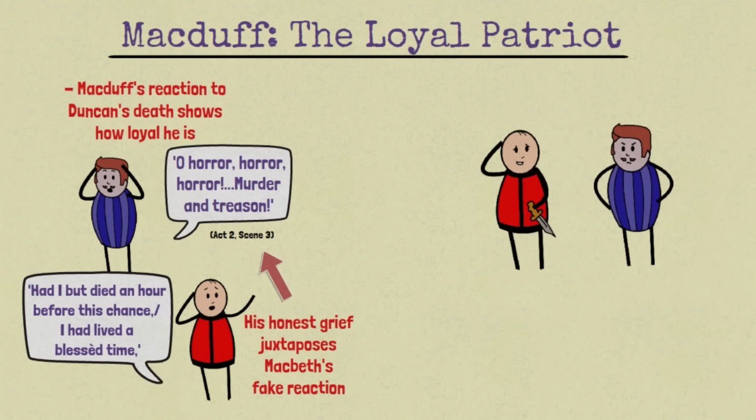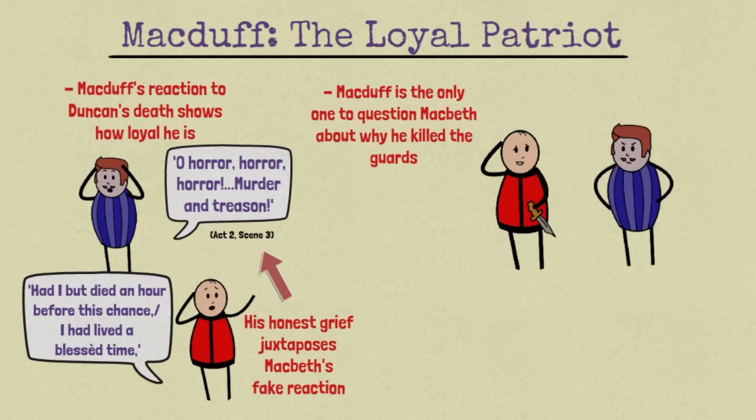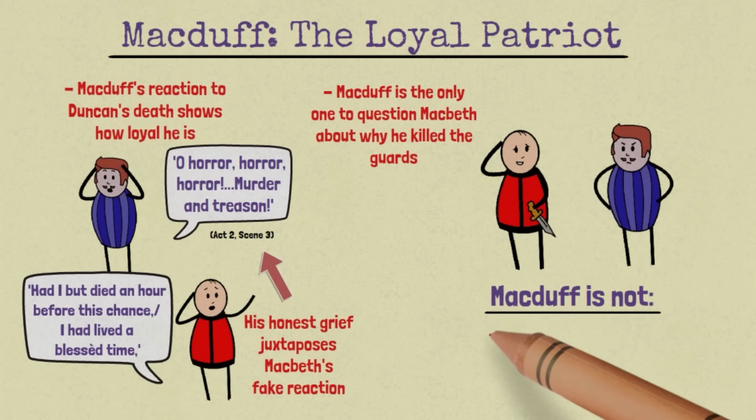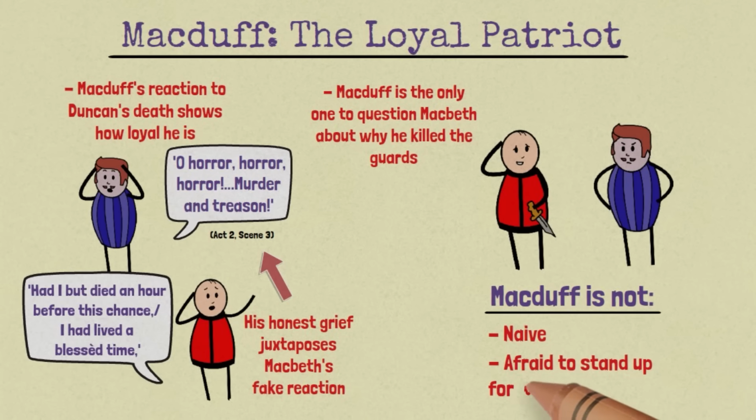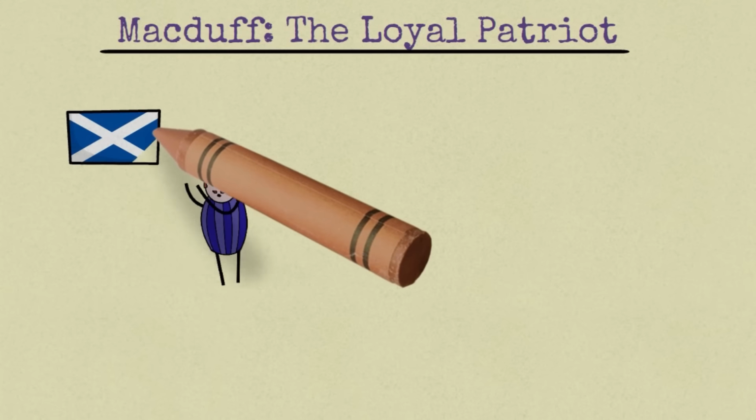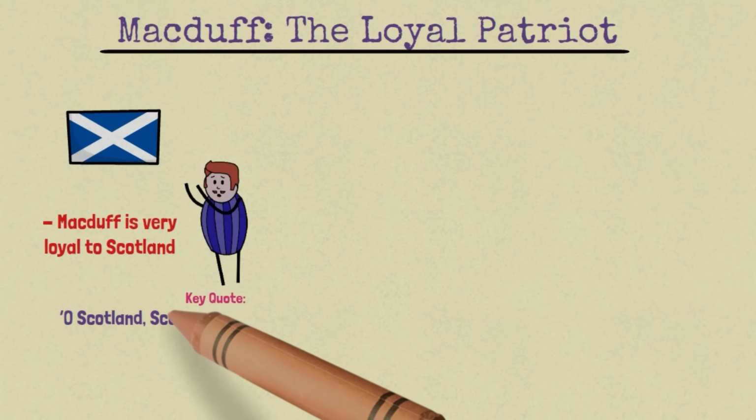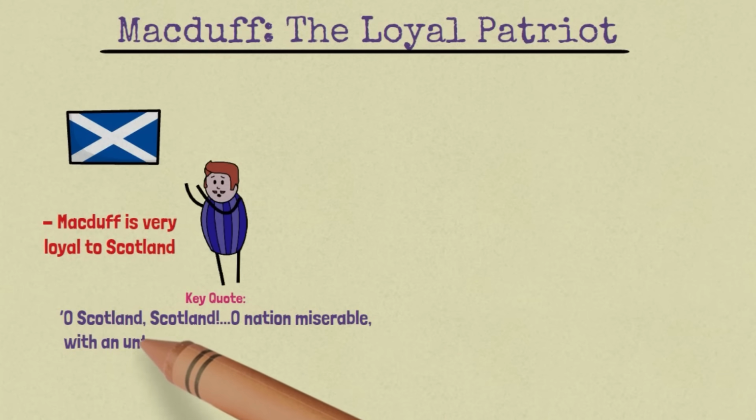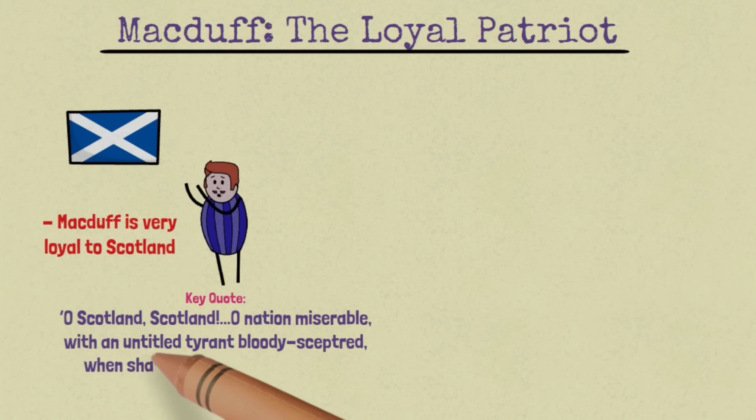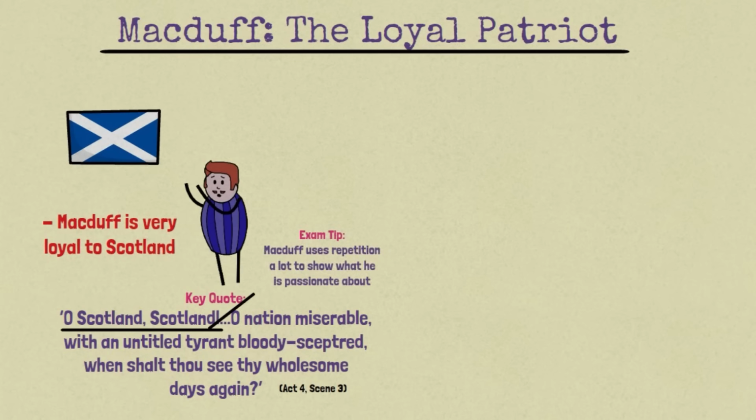He is suspicious of Macbeth from the start, and is the only one to question him about why he killed the guards, so clearly he is not naive, or afraid to stand up for what is right. And this is why he soon takes up with Duncan's son Malcolm, who has fled to England. Macduff is passionately loyal to his country, and to the principle of divine right, as he proclaims, "O Scotland, Scotland, O nation miserable, with an untitled tyrant bloody sceptred, when shalt thou see thy wholesome days again?"